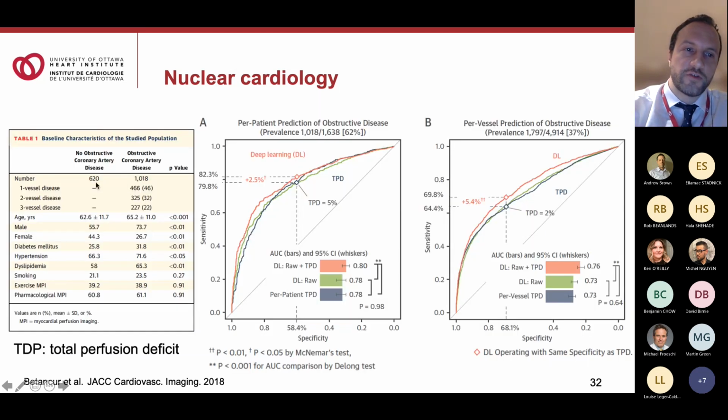They used just over 1,600 patients to train this algorithm, and they compared it to the per-patient TPD, which is a method of identifying ischemia at the patient level that is not based on machine learning. And they did show a significant improvement in performance using a deep learning method that used the raw and TPD data. Interestingly, there was no improvement when they used only the raw data. So that is quite interesting. Also, the improvement in accuracy is relatively small in this case. They also showed the same type of improvement on a per-vessel basis.